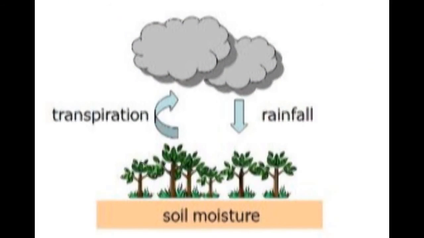The Amazon rainforest is a good example. More vegetation promotes evapotranspiration and encourages rainfall. More rainfall leads to more vegetation. More vegetation promotes evapotranspiration, and so on.